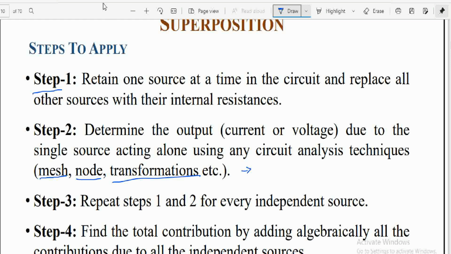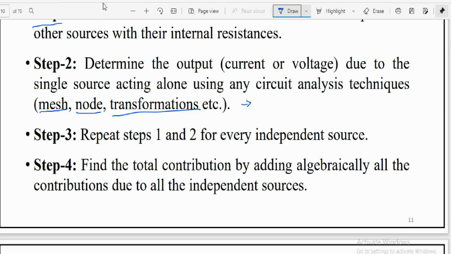And finally, by considering one source at a time, you will get one response. By considering the first source, you will get a response. By considering the second source, you will get a second response. By considering the third source, you will get a third response. After getting these 3 individual responses, just add these individual responses to get the final response. So this is a way of finding the total response. So find the total contribution by adding algebraically all the contributions due to all independent sources.